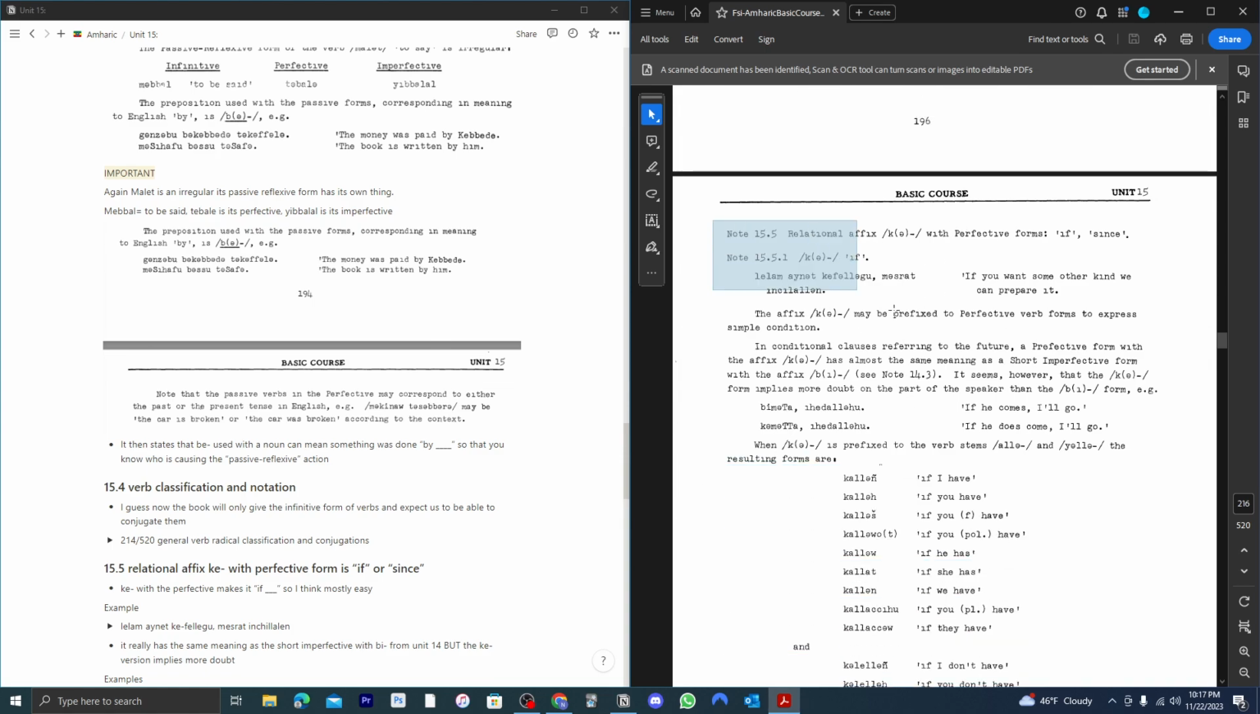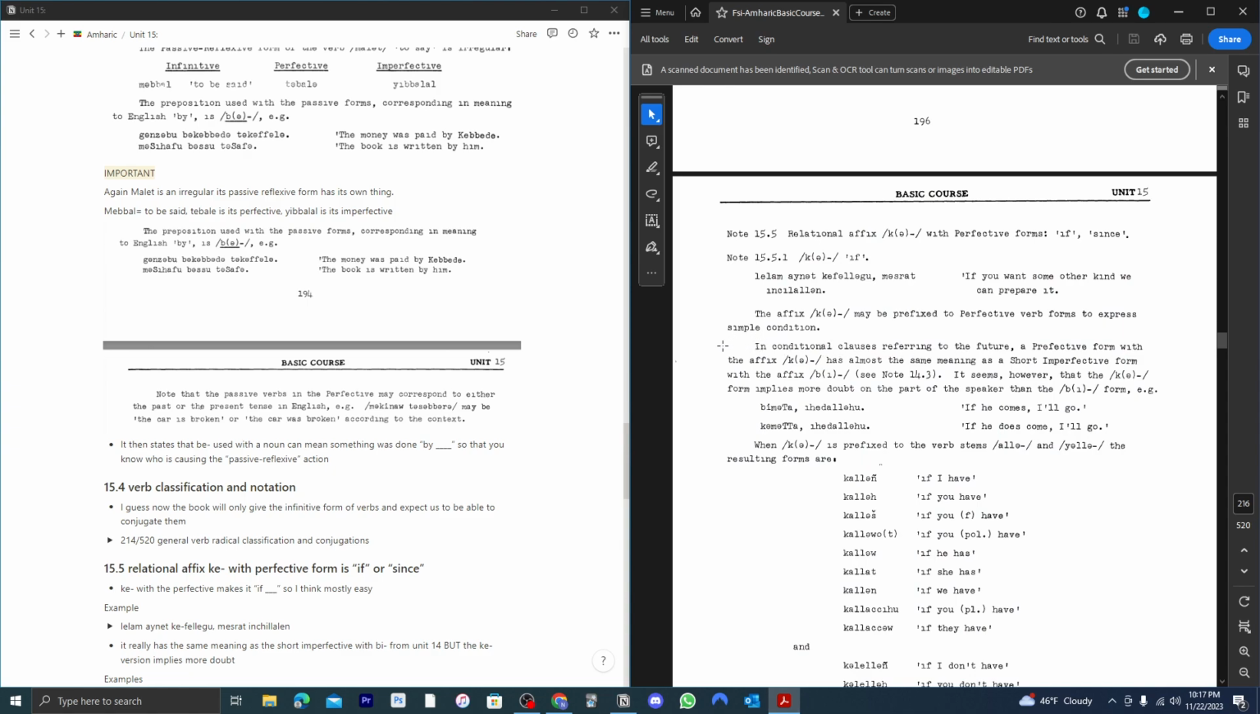These are actually more chilled out parts. So ke with the perfective form. That means if. So lelam aynet kefellegu. Fellegu is like they wanted. Kefellegu is if they wanted. Lelam aynet is like a different thing. Mesarat and chalalen, like we can make a new one. If you want some other kind, we can prepare it. Ke repeats the perfect form, expresses simple condition.